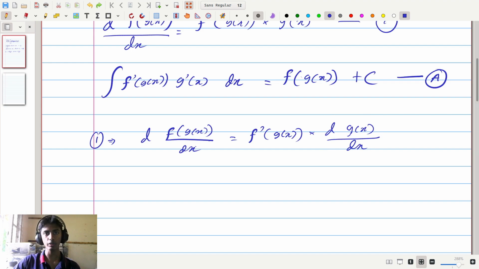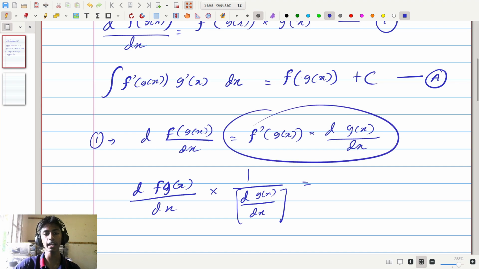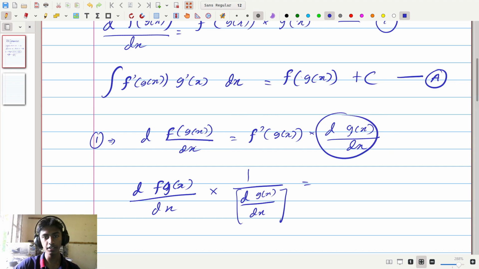Using this fact, what I'm going to do now is divide both sides by this value here. Doing so, on the left side we have d of f of g of x by dx, which I'm going to write without this bracket because that's accepted notation, multiplied by 1 divided by this thing right here, which is d of g of x with respect to x as its own object, and that's going to be equal to the right hand side. When we divide both sides by this thing, what we're going to be left with on the right hand side is f prime of g of x.